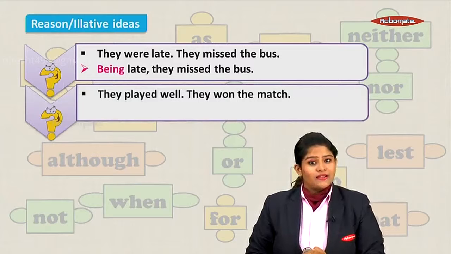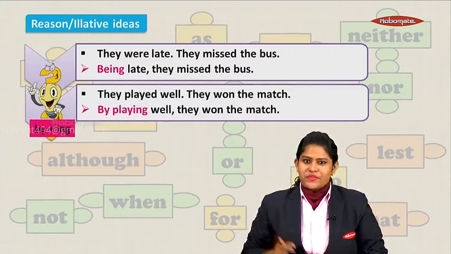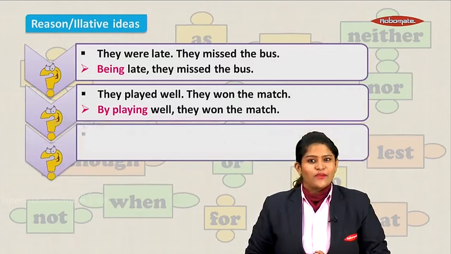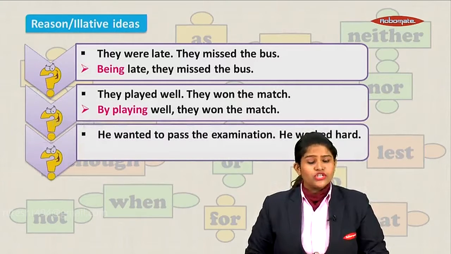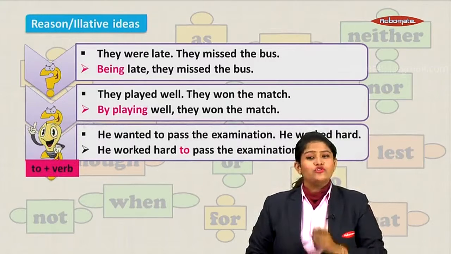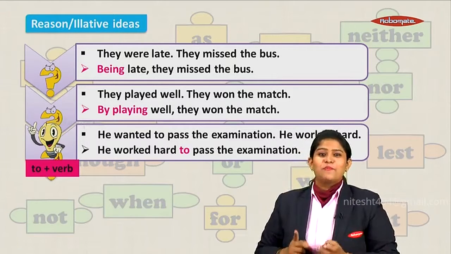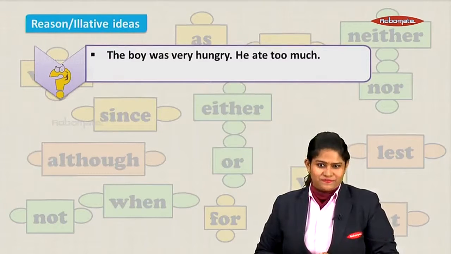They played well, they won the match. I could use by plus ing. By playing well, they won the match. He wanted to pass the examination. He worked hard. So here I could use to plus verb. For example, he worked hard to pass the examination.